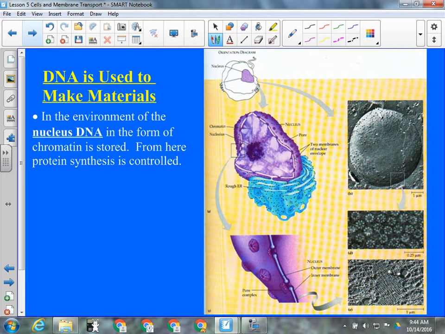So what does the nucleus do? Well, the nucleus stores DNA. Inside the nucleus, protein synthesis is controlled, but it is controlled by the nucleolus, not by the nucleus itself.